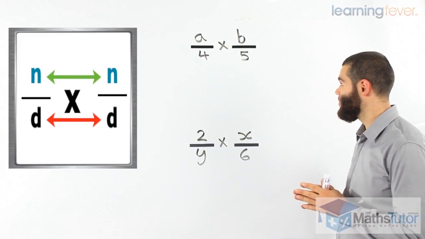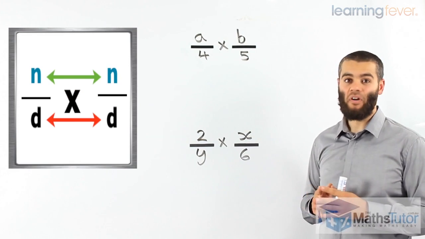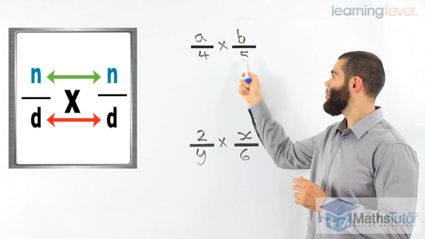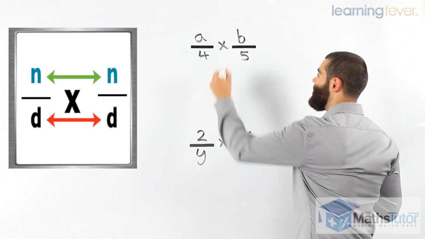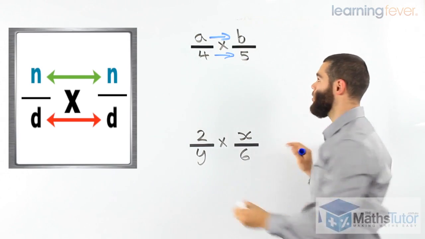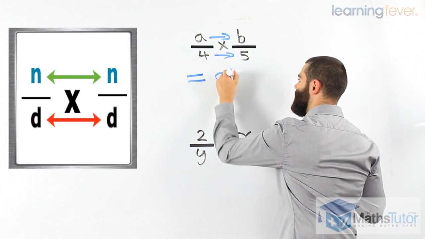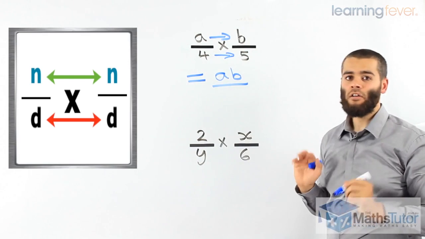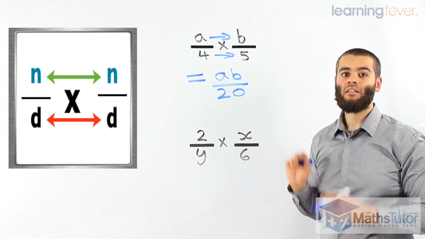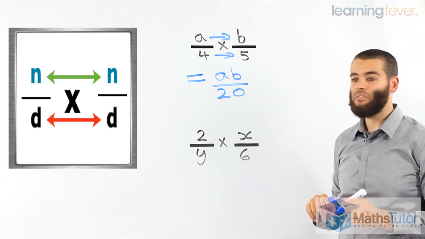Let's do some examples. We have a over 4 times b over 5. The rule is the numerators multiply together and the denominators multiply together. So it is that easy. That times that and that times that. Top times top, bottom times bottom. A times b, ab, put our fraction bar. 4 times 5, 20. Is that it? Yes, that's it. ab over 20.